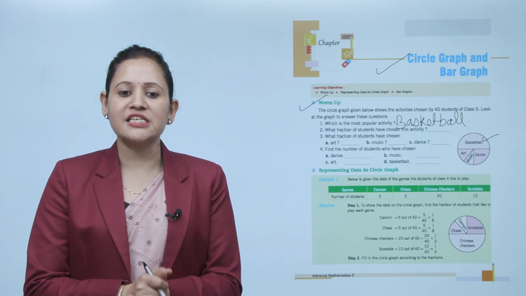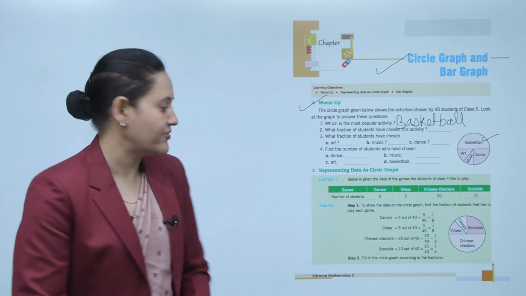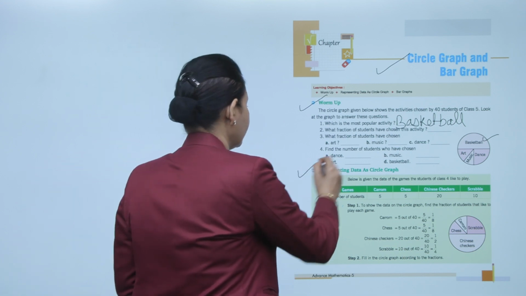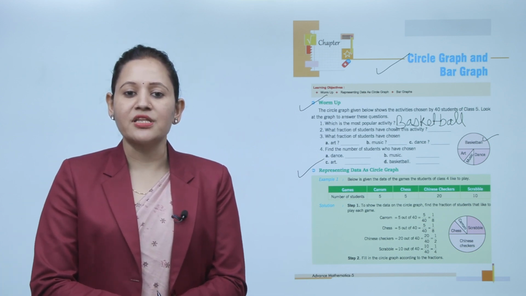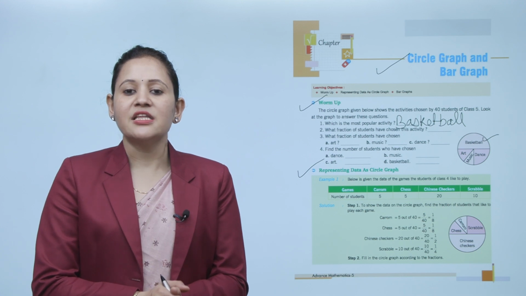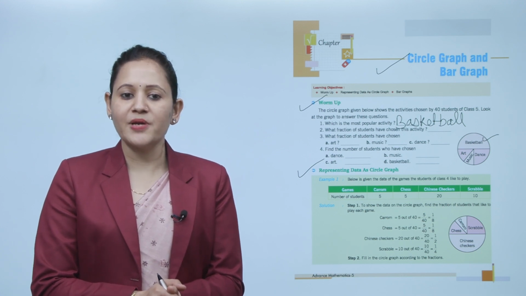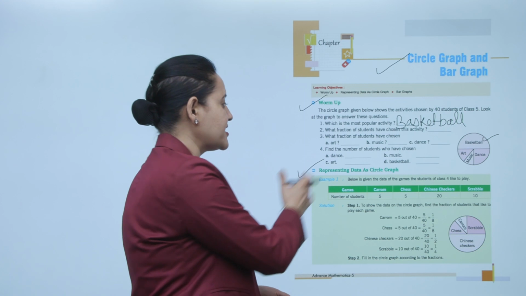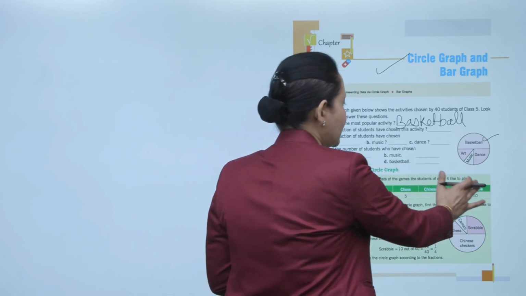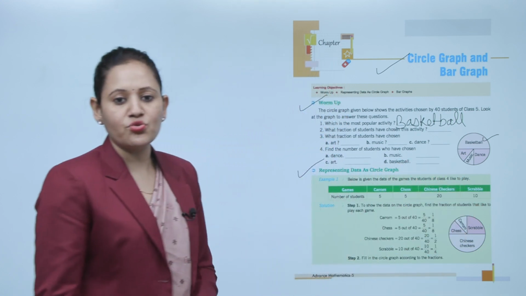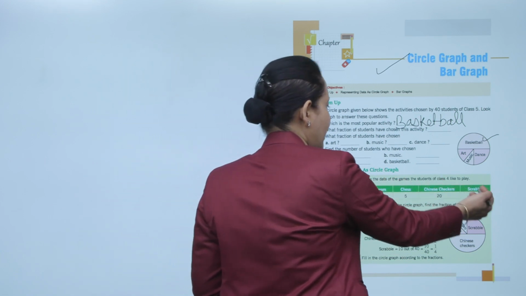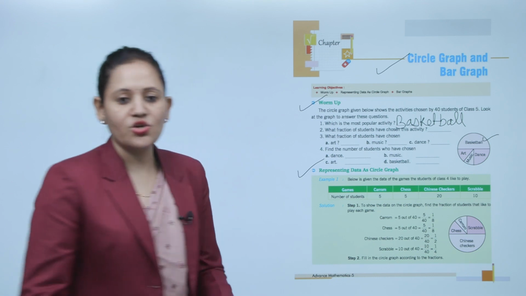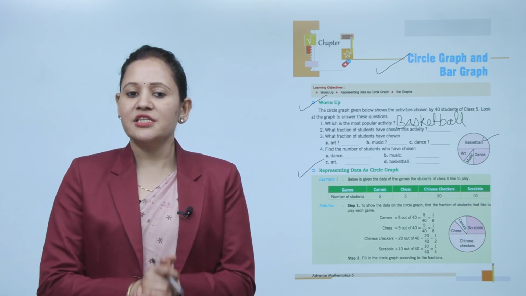Next is representing data as the circle graph. We'll take an example below given the data of the games the students of class 4 like to play. So here are some games: carom, chess, Chinese checker and Scrabble. Number of students who like carom are 5, chess 5, Chinese checker 20 and Scrabble 10. So how will we draw the circle graph?